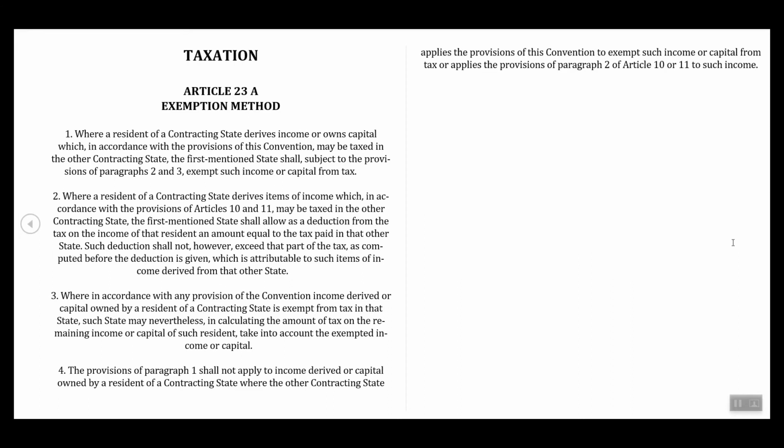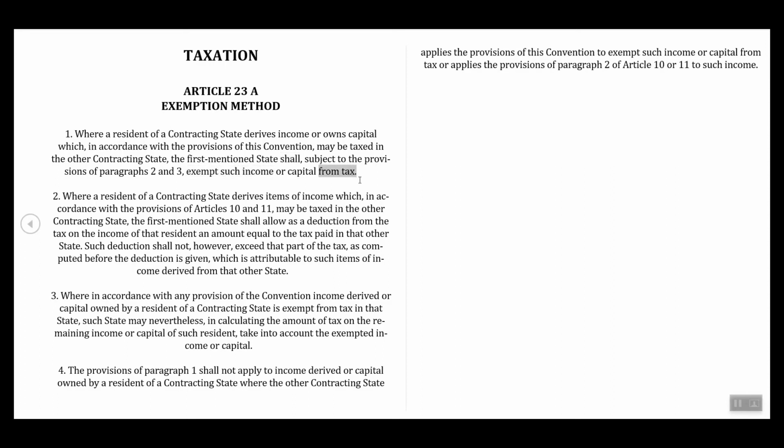Or the fitness studio. Here, 23A, exemption method. So, where a resident of a contracting state derives income, and now you can forget the next words which refer to the wealth tax, which does not exist in Germany at the moment, which, in accordance with the provisions of this convention, may be taxed in the other state. So I translate: where a German gets income which, according to this treaty, can be taxed in Far Western, then the first mentioned state, that was Germany, shall exempt this income from tax.